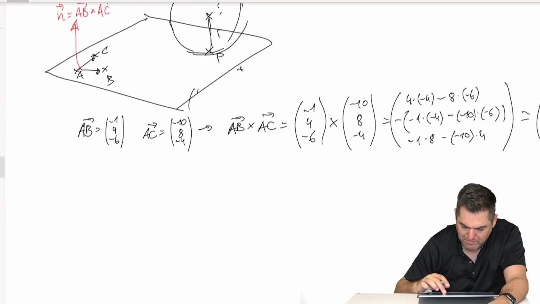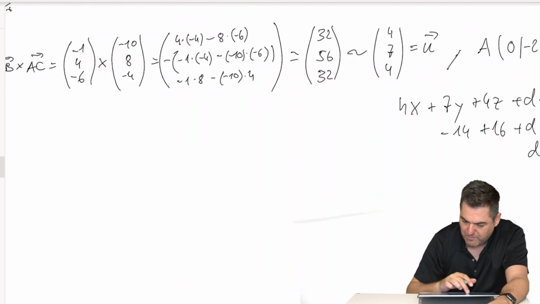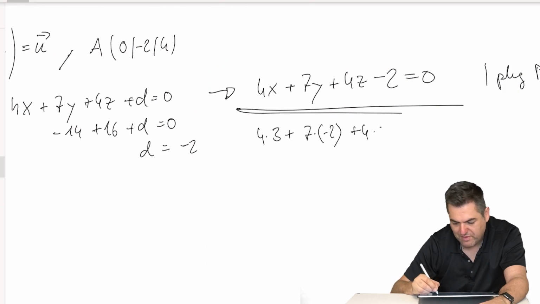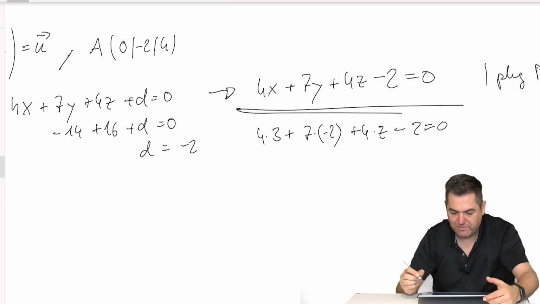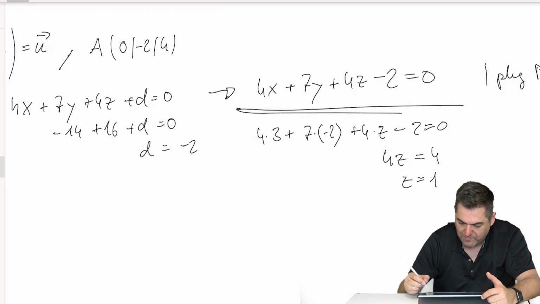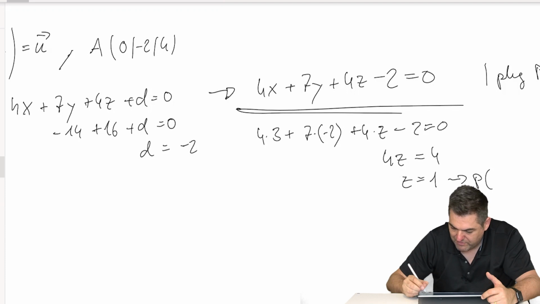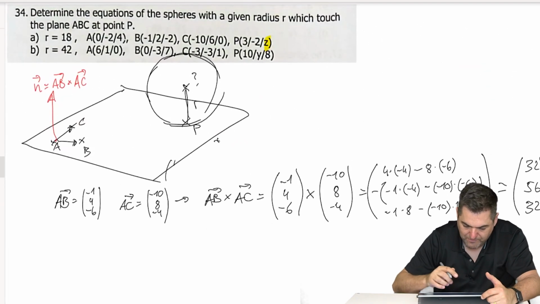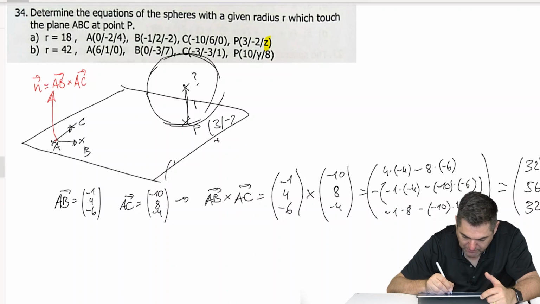What was it? 3 minus 2. And I have the coordinates of z I still don't know, so I just have variable z. This is 12 minus 14, it's minus 2, minus 2, it's 4. Take to the other side, z is 1. So I know P has the coordinates 3, negative 2, and 1. So far I have the coordinates of this point here. 3, negative 2, and 1.